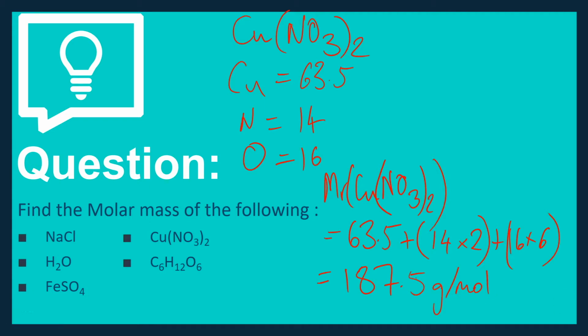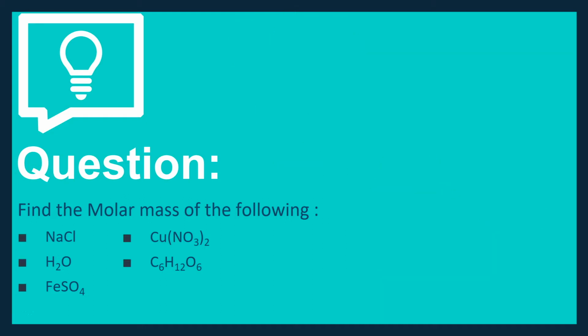Alrighty, hopefully you were able to get that one. So that is how you get it for copper nitrate. Now that one is a little bit on the trickier side, but if you are wanting to move on to something like VCE chemistry, you will need to get comfortable with doing those kinds of ones as well. Alrighty, so let's get rid of that.